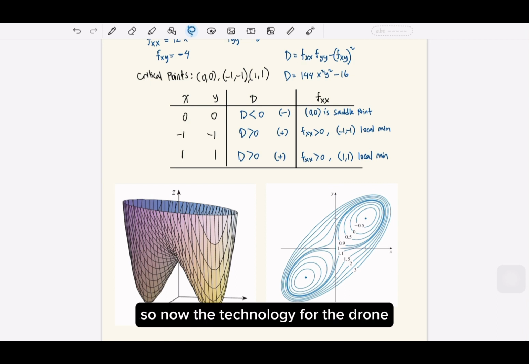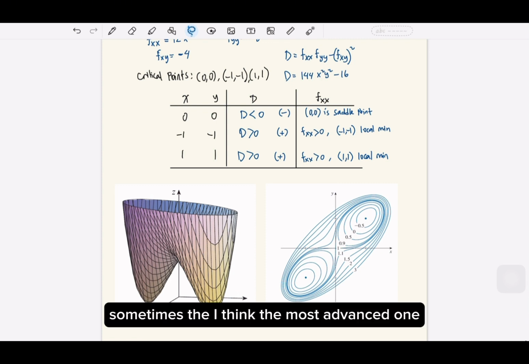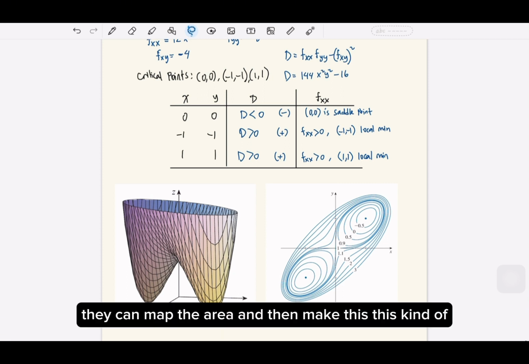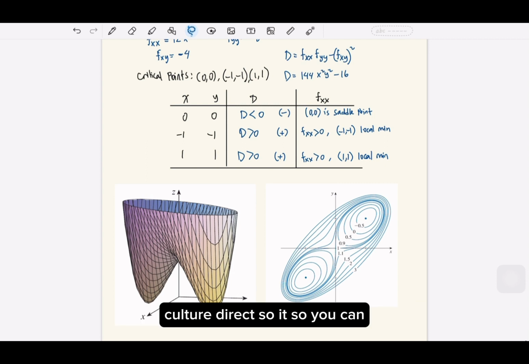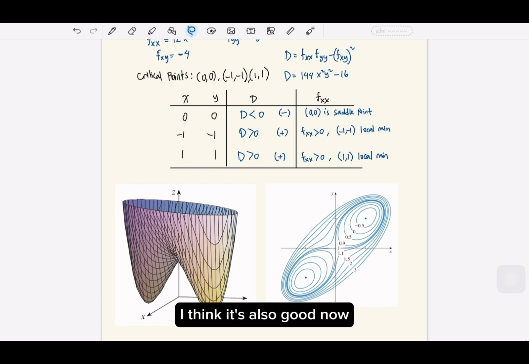So now the technology for the drone, as far as I can remember, if the drone is super capable, usually they have a radius when they scan through the camera. Sometimes, I think the most advanced ones can map the area and then make this kind of contour directly. So you can map which one is the mountain, which one is the building. I think some of the drones can have that. Now they have the technology. So if you maybe want to explore that, I think it's also good.